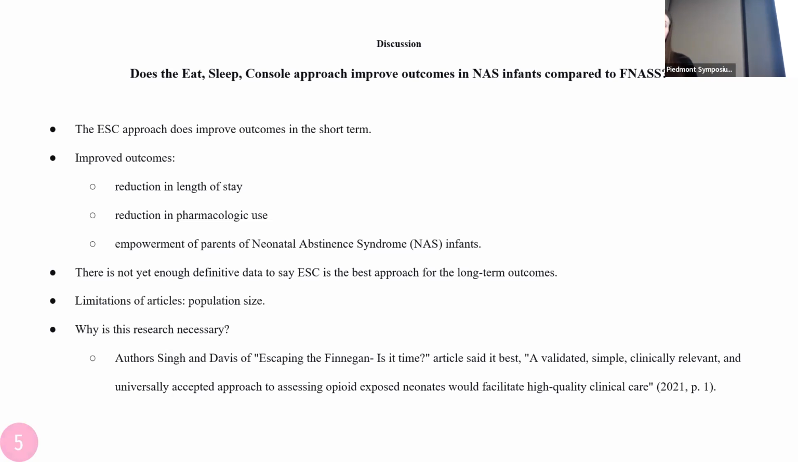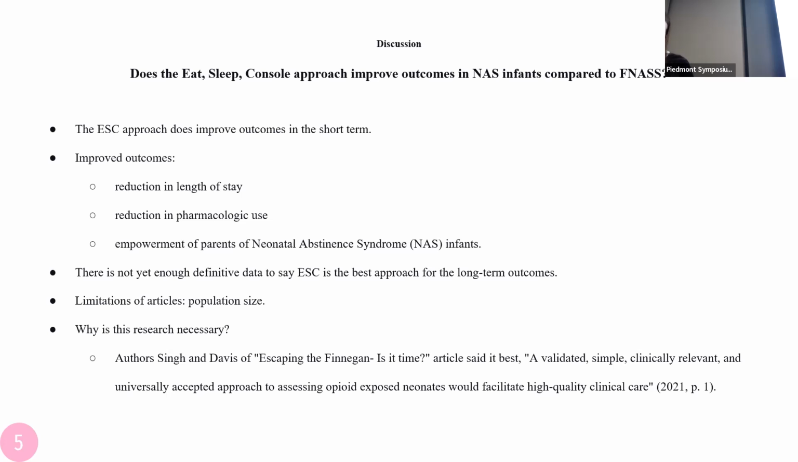Okay, now on to discussion. The Eat, Sleep, Console approach does improve outcomes such as reducing length of stay, reducing pharmacologic use, and empowering parents of neonatal abstinence syndrome infants. There's not yet enough definitive data to say Eat, Sleep, Console is the best approach for long-term outcomes, as this was not looked at in any of the articles. And as we saw, limitations for majority of the articles was the population size.